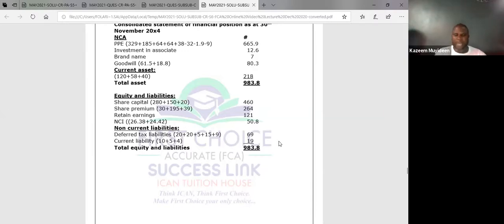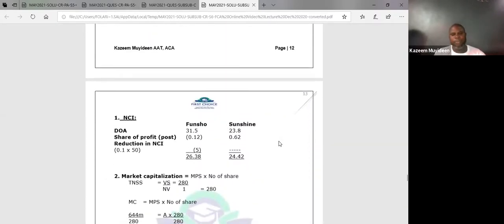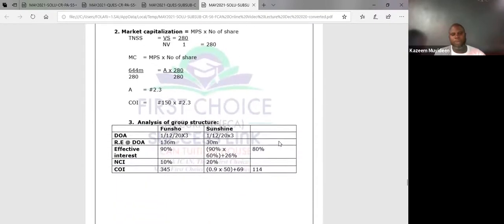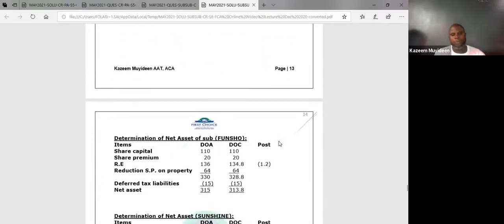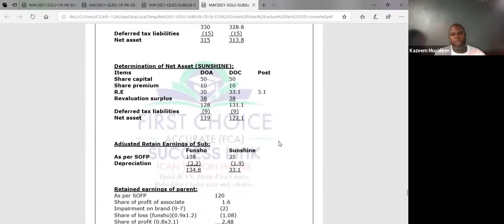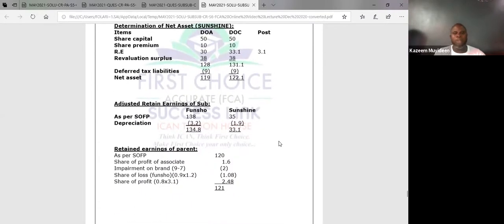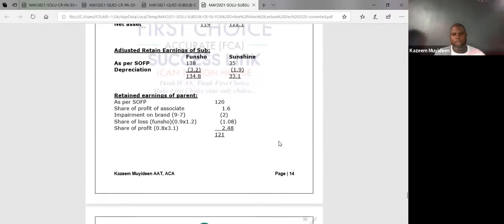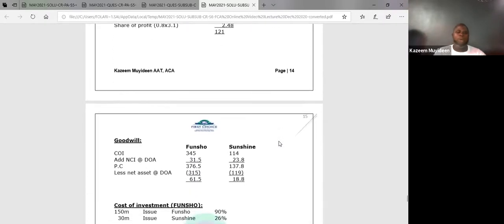Okay, I haven't said that. Can I calculate my goodwill now? Yes. Cost of investment, 345. Add NCI. How? I don't know how to value NCI. Let's go to the question to see how NCI is valued.